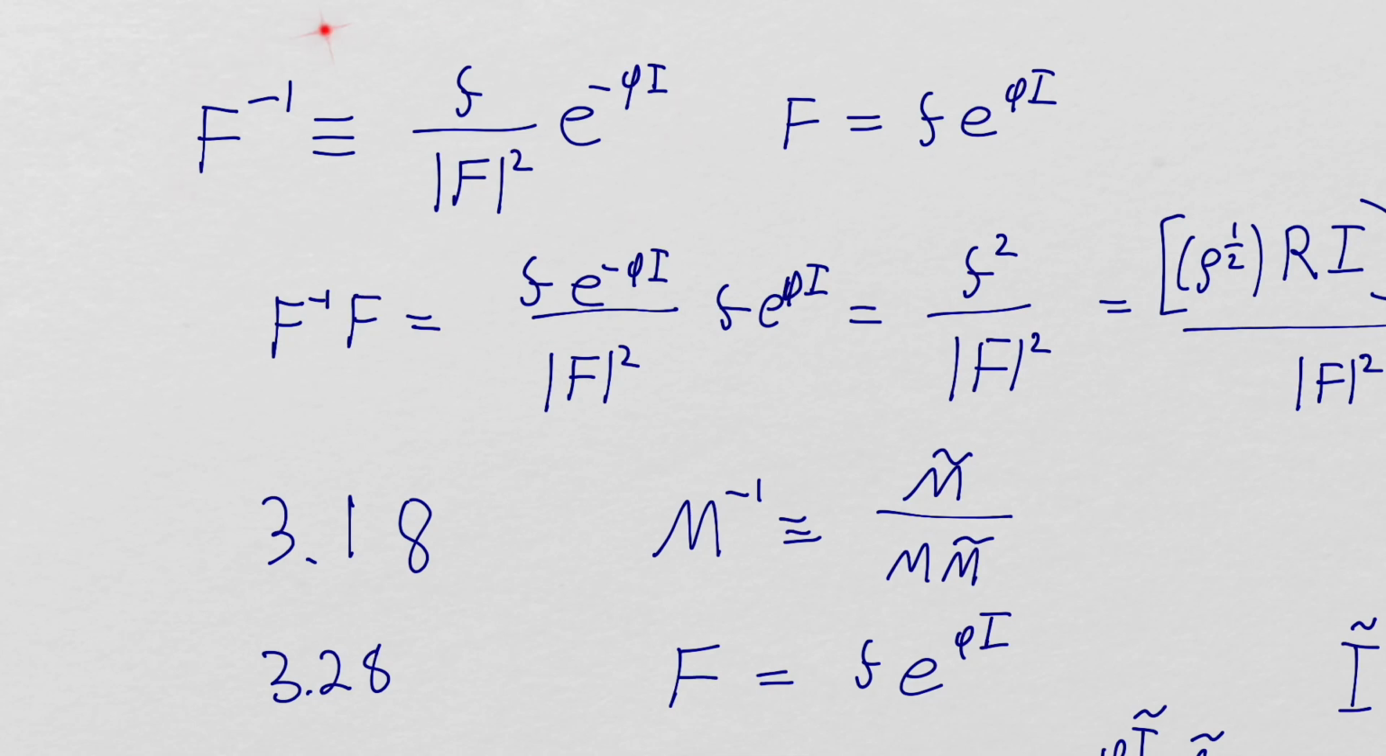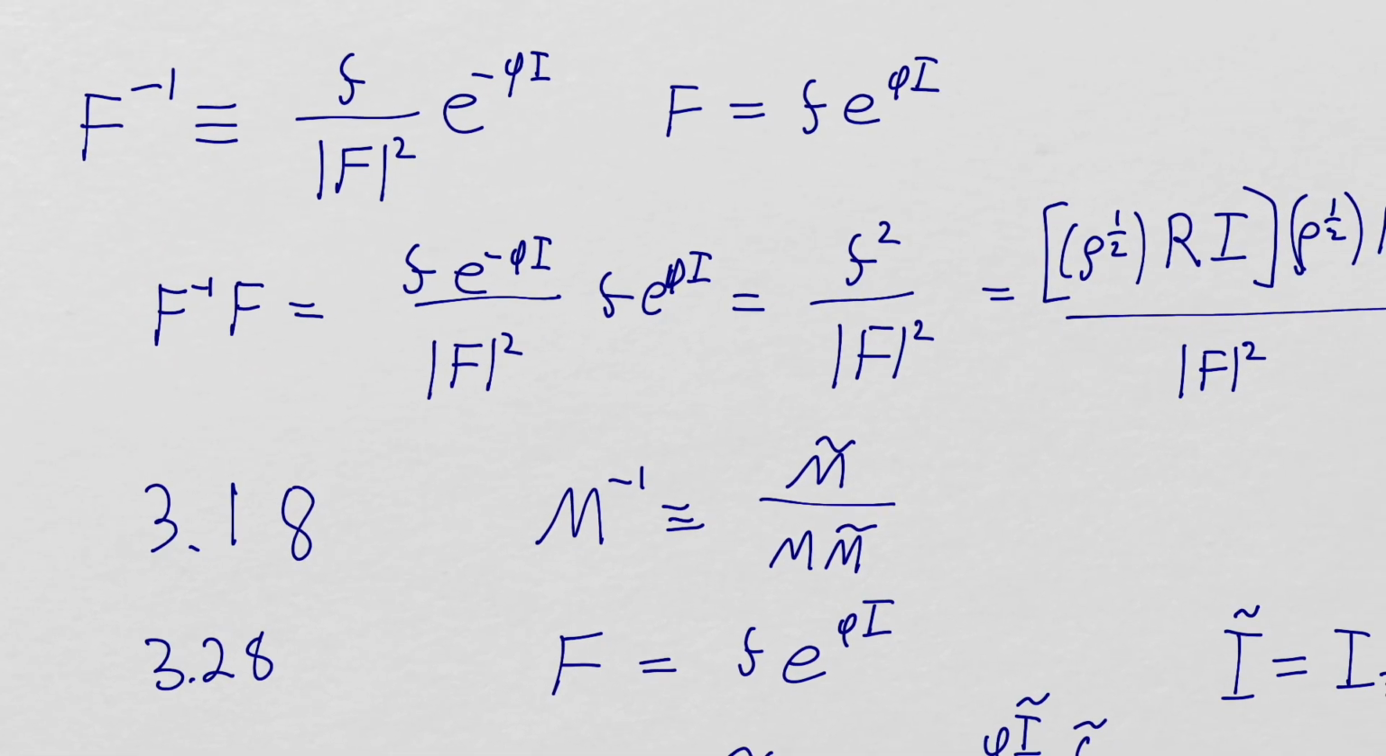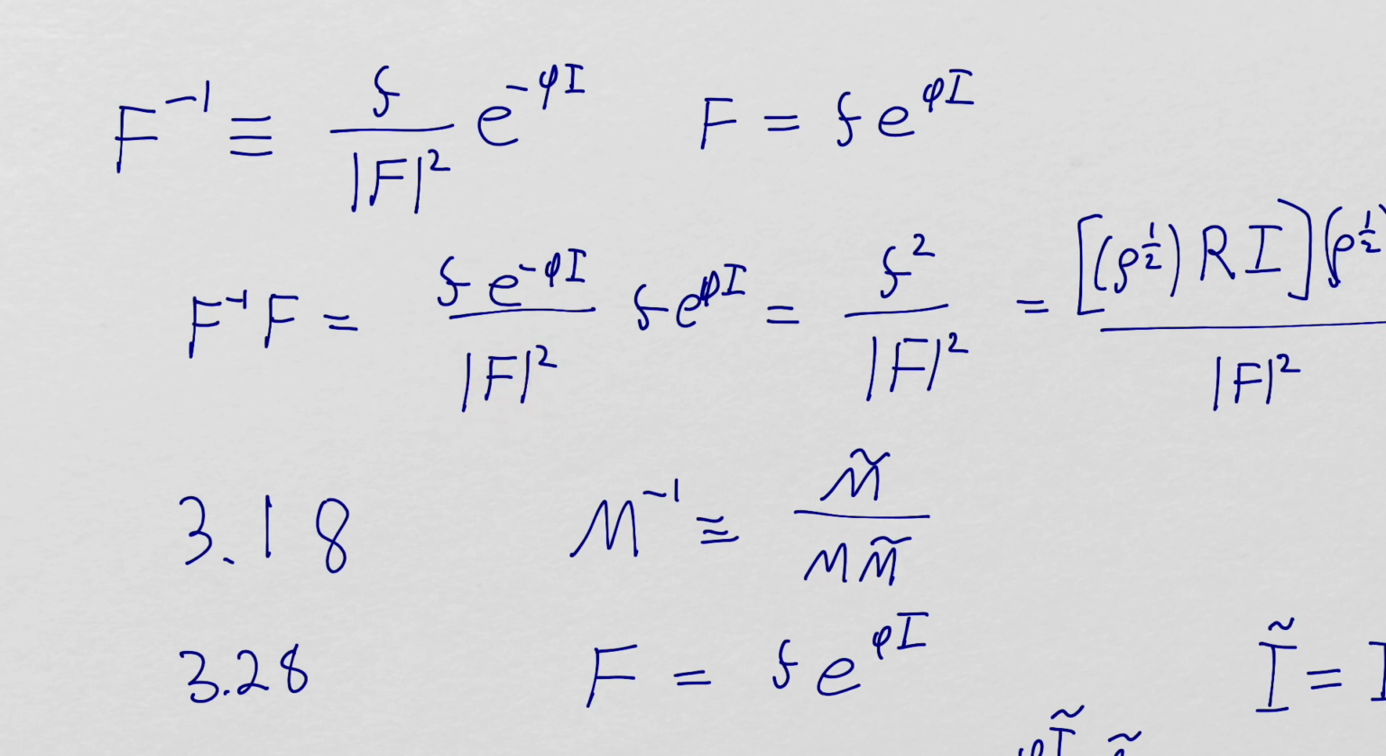Now, given this definition that we just verified, can we demonstrate that it is, in fact, the inverse? Let's exercise that. We have F, its canonical form is F e to the phi I, and this is the canonical form of F inverse, so we just multiply the two together. We get F e to the minus phi I over magnitude of F squared, times F e to the phi I. Now, bivectors all commute with the pseudoscalar, so I can just move that pseudoscalar in there, and these two exponential terms cancel right away. So I end up with F squared over the magnitude of F squared. Right away, you should know that these two have the same magnitude, and this cancels to 1.